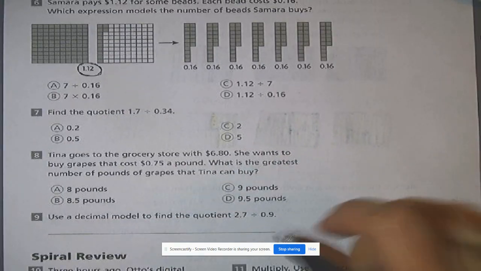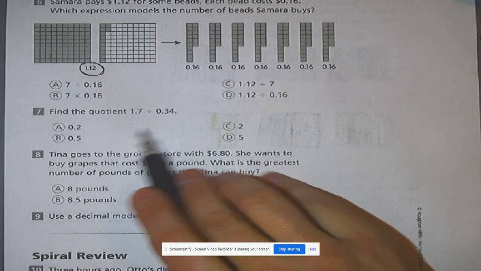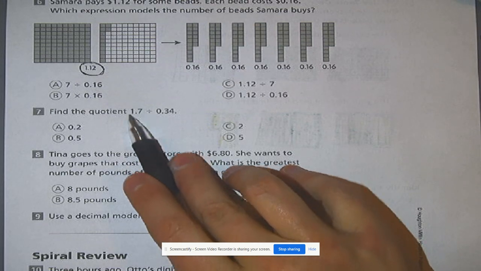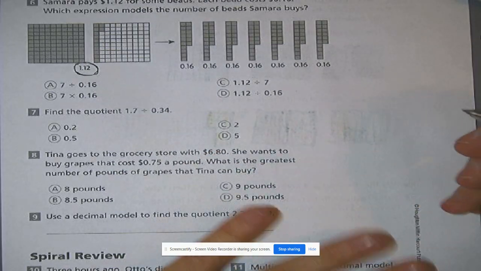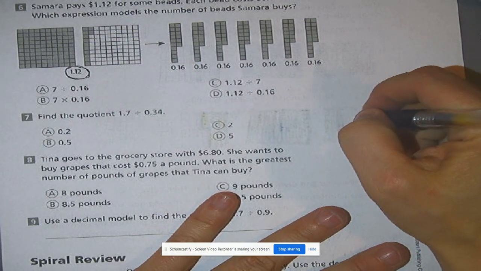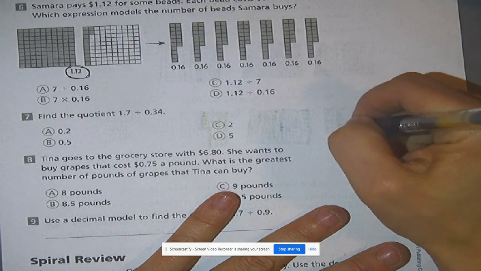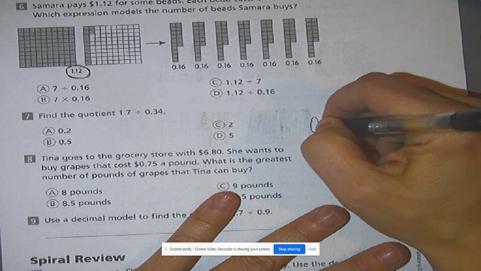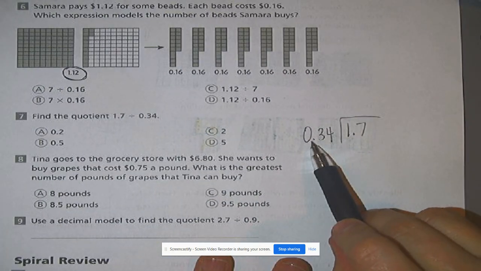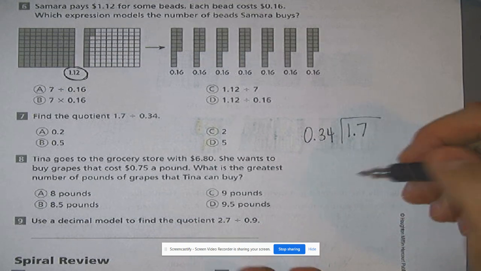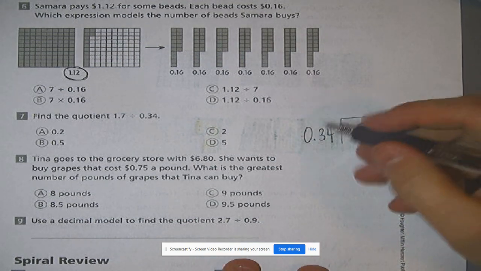Okay, find the quotient. So there's one of two ways. You can draw 1 and 7/10 and make groups of 34 hundredths to see, or you can do the algorithm. 1 and 7/10 divided by 34 hundredths. Well, can we divide by a decimal? No, we want to move it so we're dividing by a whole number.